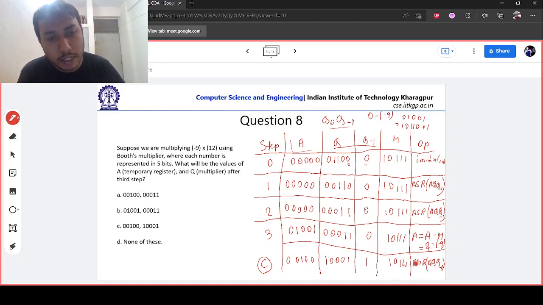Now the next step is again an arithmetic shift right of A Q Q minus 1. It puts 1 here, so the value of Q minus 1 now becomes 1. This 1 comes here, then the 3 zeros come here, and the last bit that comes from here is 1, and then these 4 come here, and this is the 1 0. So this is how we get the value of A and Q.